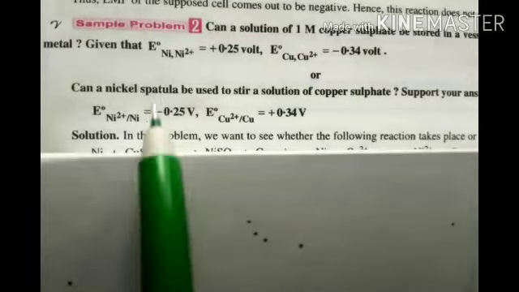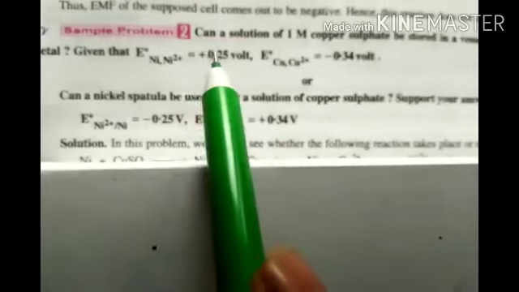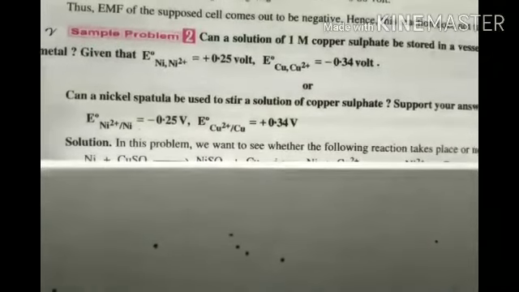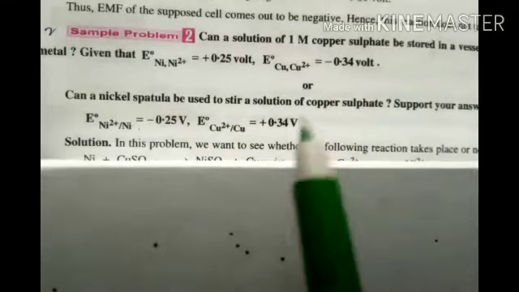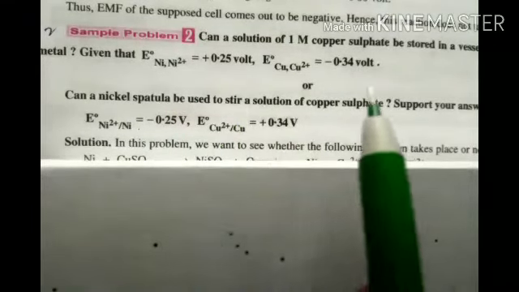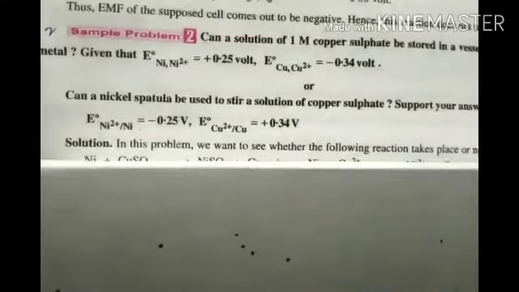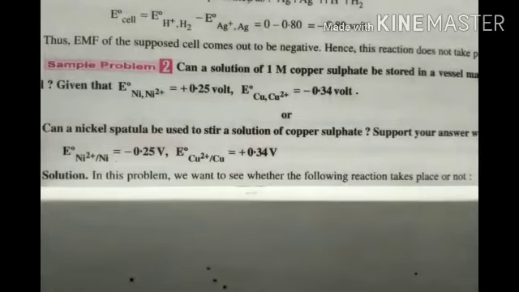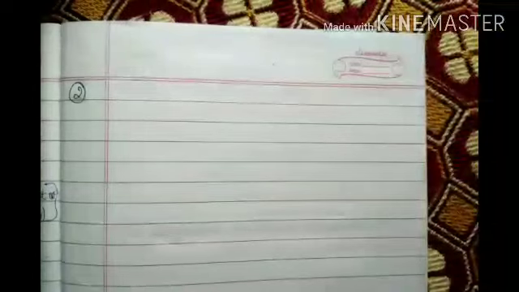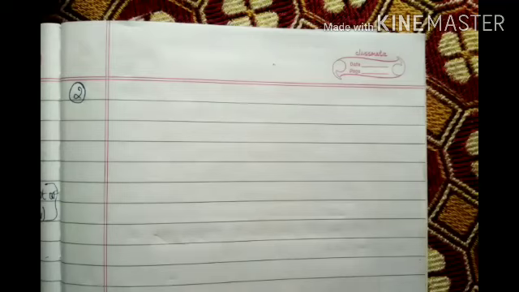See, the upside values they have given are different. Upside positive, downside negative; here negative, here positive. Whatever they give, don't care. First we have to do one thing. Clear? This is the question. Once again I am showing. See, what is it telling? First of all, whatever values they are giving, you have to write the reaction.